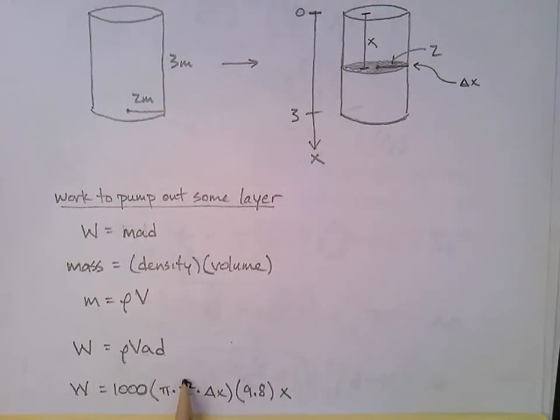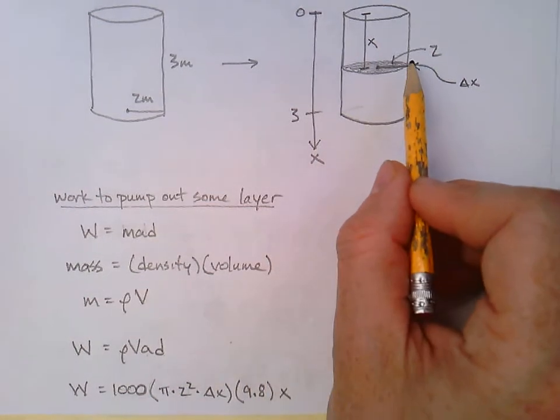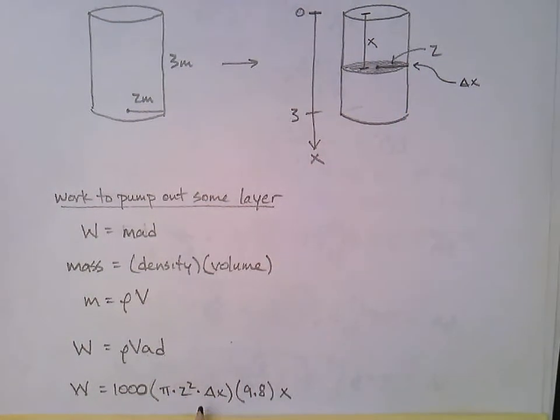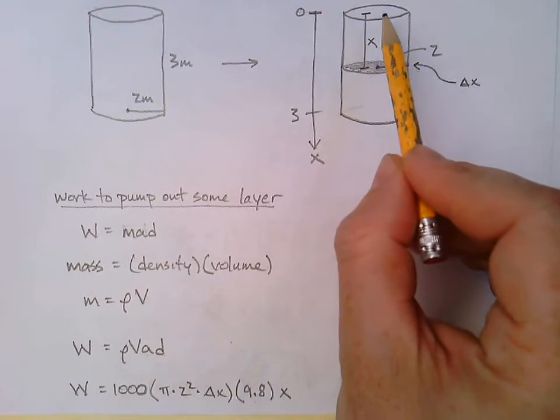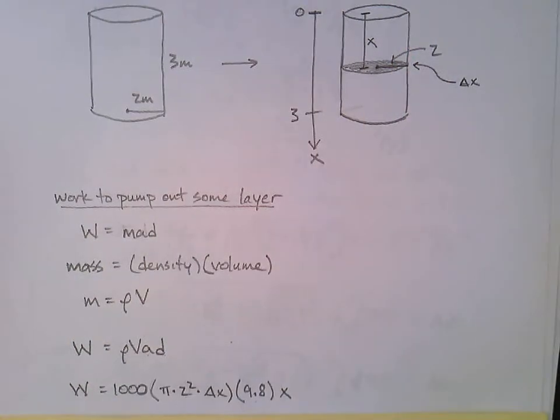There's the area. But we got to multiply that by the little bit of thickness that we see there, and that's what we're calling delta x. So that guy right there is the volume. Pi r squared times delta x, the area times the thickness. And then the acceleration due to gravity, there's where the 9.8 comes in. And the distance that this layer must travel to get up and out of the top of the tank is x. So it's got to move x meters to get up and out.